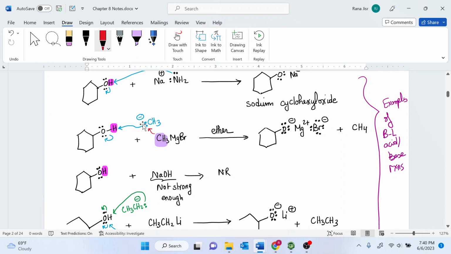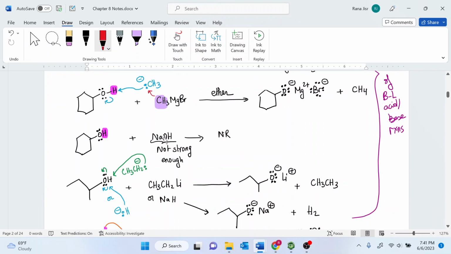So that base is going to come, take the hydrogen, and you're going to end up getting your CH4. And then throughout the process, the magnesium is going to break off, and then the magnesium is going to balance the charges of the oxygen and the bromine. With OH, the reaction will not happen.